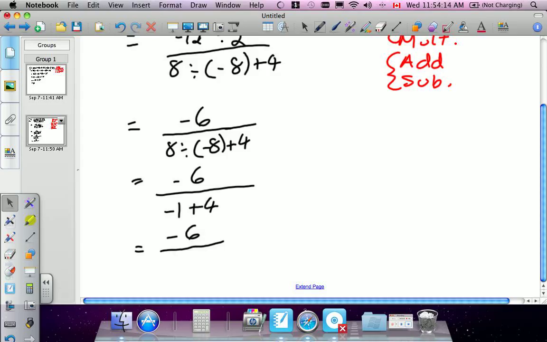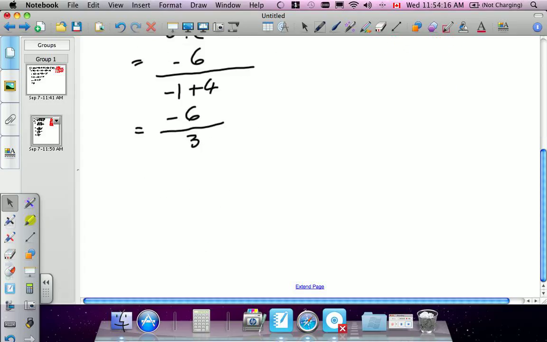Okay. Now, maybe it says to leave it as a fraction, and that's fine, but I also know I can definitely simplify this. This actually says negative 6 divided by 3. So I have a positive and a negative, again. According to my rules, what's my answer going to be? All right, so I can start with putting a negative. What is 6 divided by 3? 2. So our answer is negative 2.